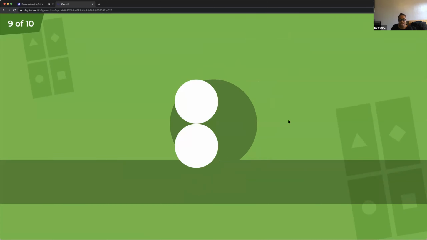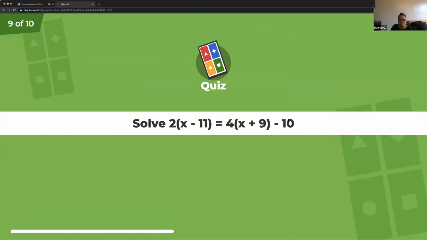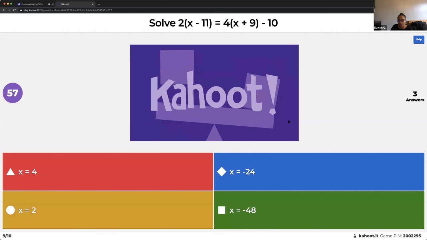We are nearly finished. This one is also double points. This one's very similar to the last one. Expand the brackets first. Have a go at answering this.